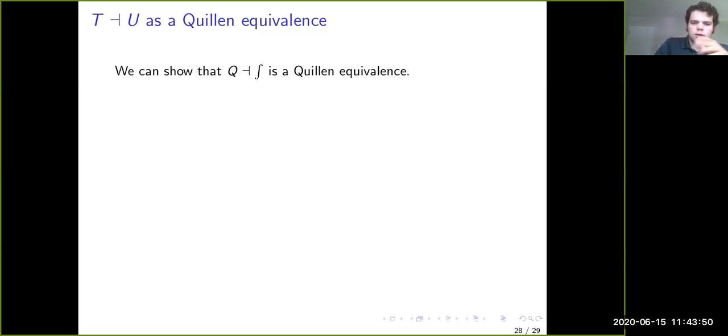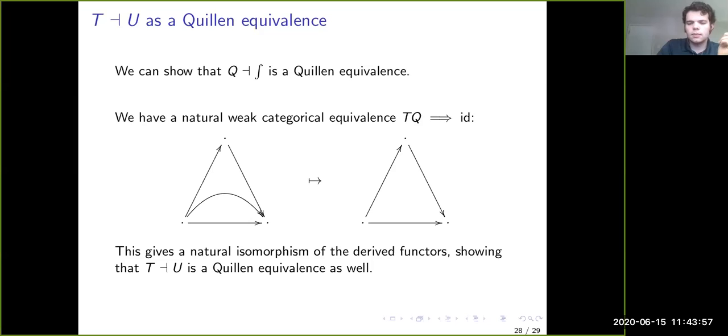So we can show, and we show in the paper, that this adjunction, Q and integral, is a Quillen equivalence. And so then we have a natural transformation from the composite of these two left adjoints, from Q followed by T, to the identity. And we can show that this is a natural weak categorical equivalence. So each component is a weak categorical equivalence. So then when we pass to the homotopy category, this will actually become a natural isomorphism of the derived functors that we have here. And so then, because we know that the derived functor of Q is an equivalence of categories, we obtain from that that the derived functor of T is an equivalence of categories.